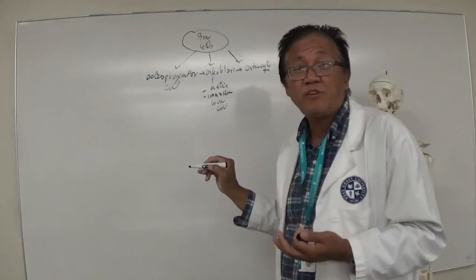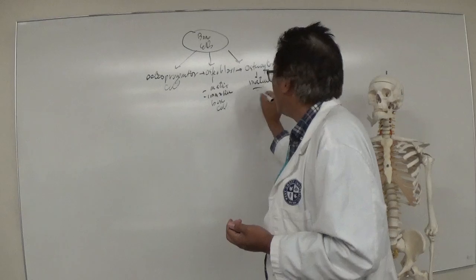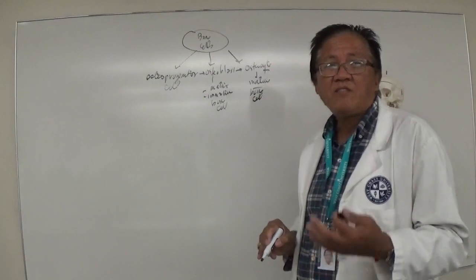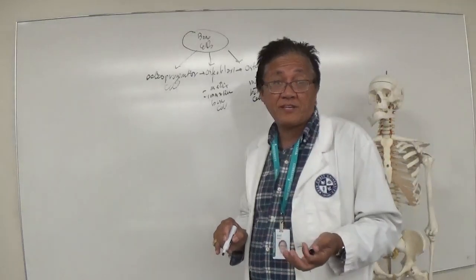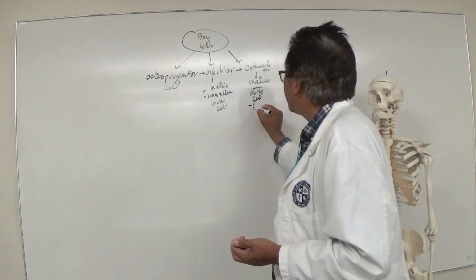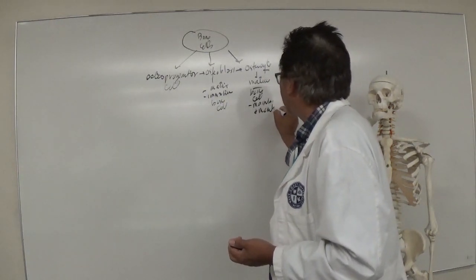Cyte means cell, osteo means bone. But what is specifically the feature of this mature bone cell? As we said, the osteoblast produces the bone matrix, right? But what does the osteocyte do? Maintain and monitor what? The bone matrix. Very good.